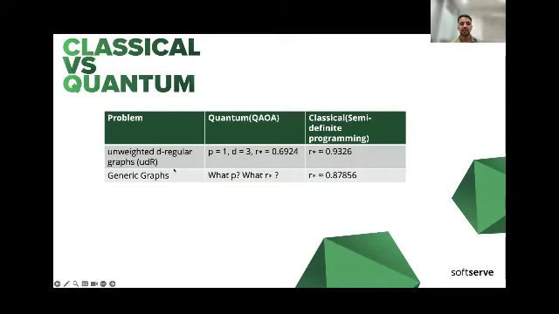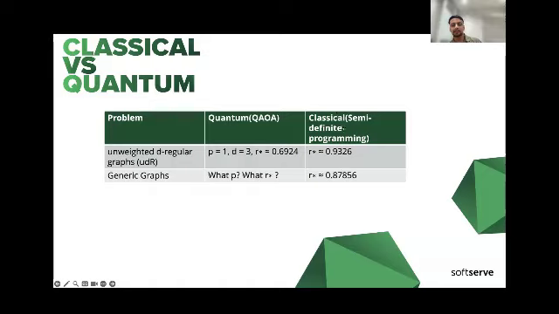Because I already showed this slide, Farhi et al. showed in their paper that for D-regular graphs, with just 1 layer you can get a 69% mean approximation ratio. But with the classical algorithm, we already have something called semi-definite programming. You can get up to 93% approximation ratio, right? So with 1 layer, the classical algorithm already shines. And this is for specific graphs called D-regular graphs. I won't get into that.